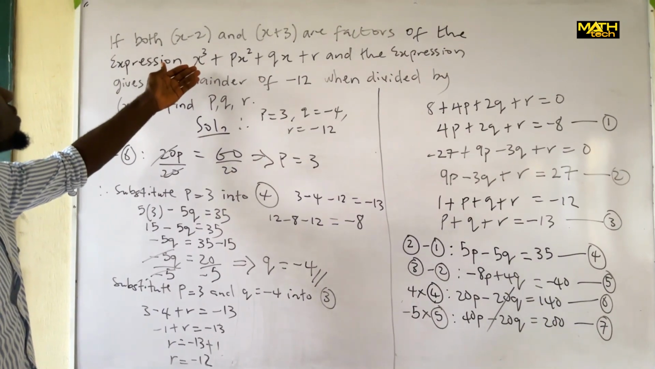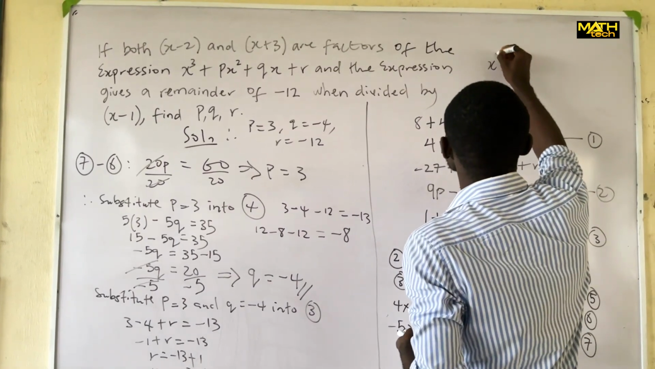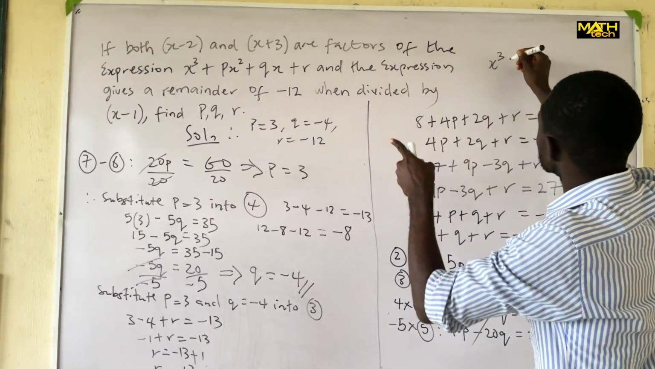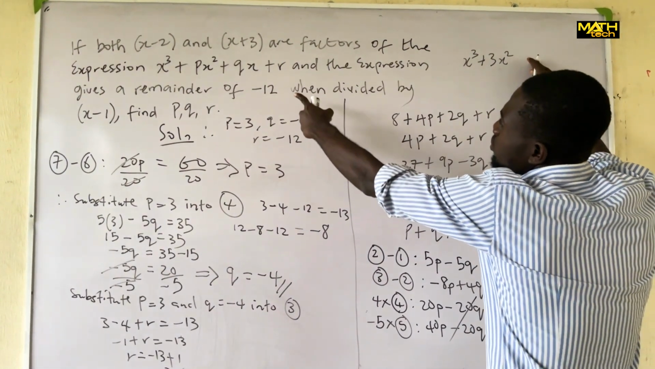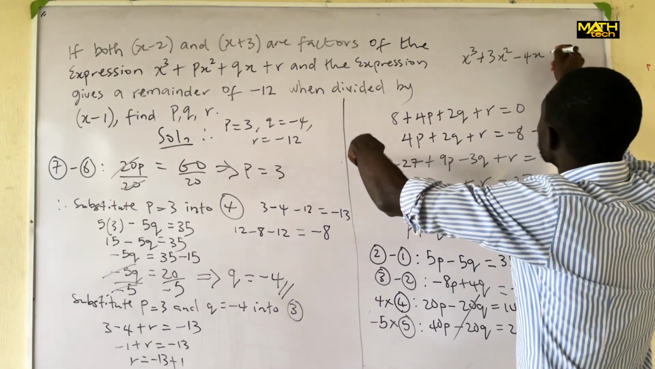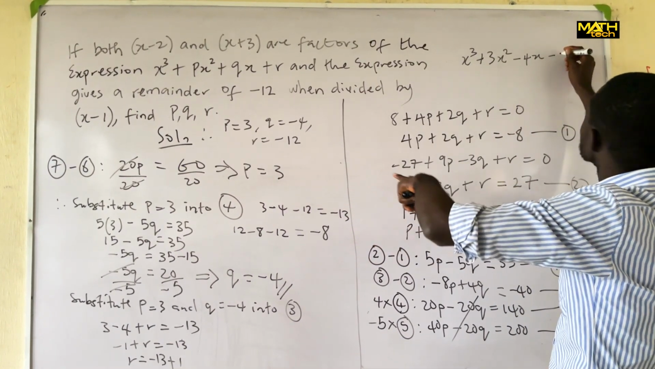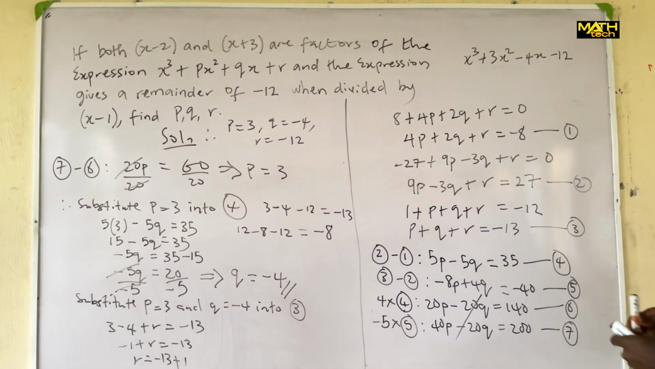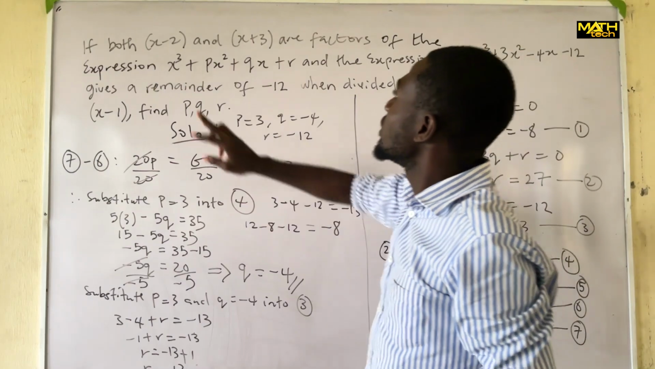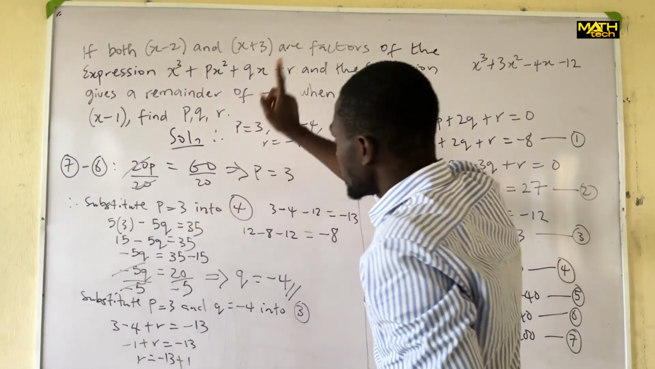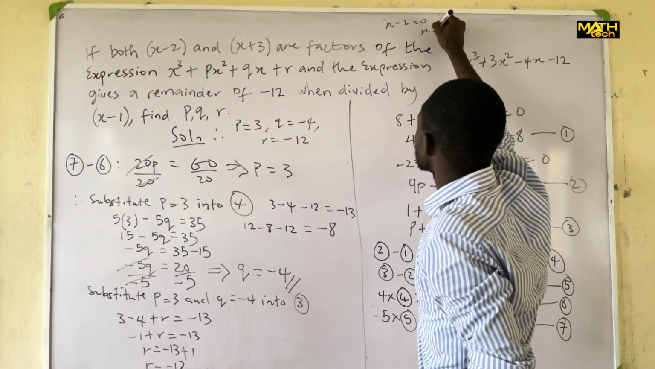Same thing, we can also test for equation 3, putting the value here of p, q, and r. So therefore, what we are having here is x cubed plus, because p is positive, 3x squared. q is negative, minus 4x, and r is negative, minus 12. So now, substituting the value of 2, I'm helping us to confirm. If you substitute x equal to 2 here, don't forget that x minus 2 is equal to 0, x is equal to 2.